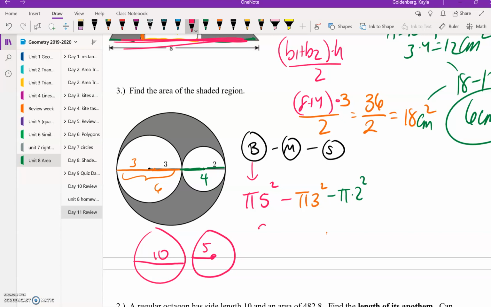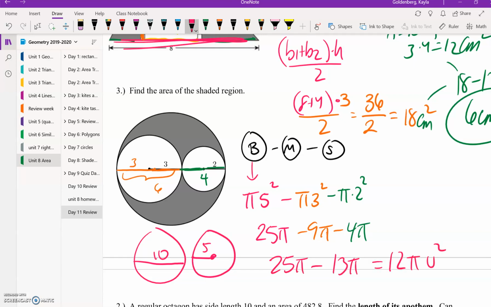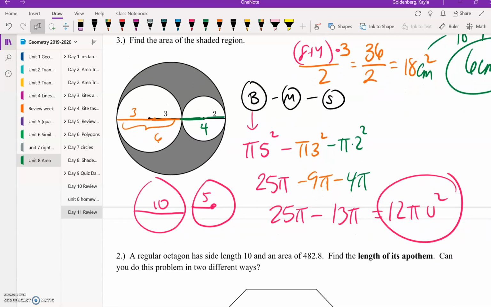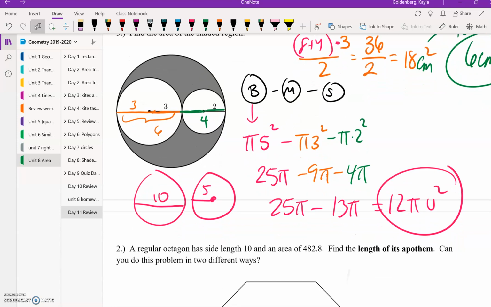So it's kind of cool how it ends up being. It's 25 pi, take away 9 pi, take away 4 pi, which is the same thing as 25 pi minus 13 pi, which will give us 12 pi units squared. And notice it's a little easier to leave your answer in terms of pi. If they're all pi's, think about them as like 25 apples minus 9 apples minus 4 apples. You keep your units.